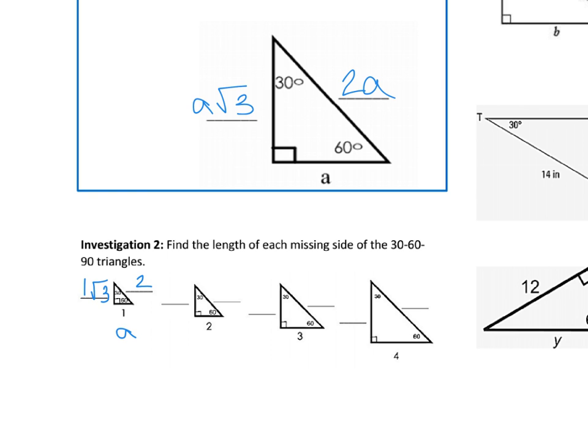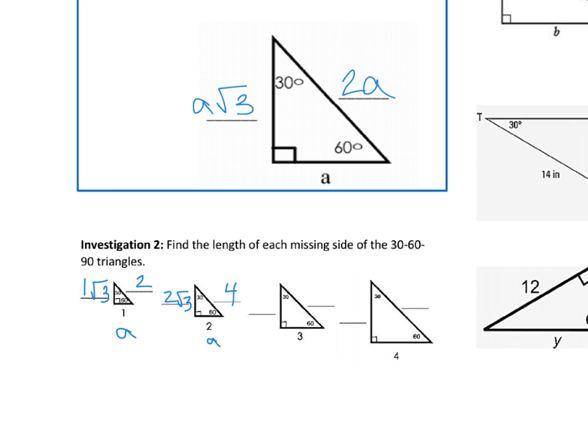So the next one, we look across from the 30, we have A. That's really all we need here. So then across from the 90 is 2A, so 2 times 2 will give us 4. Across from the 60 is A square root of 3, and our A value is 2, so it'd be 2 square root of 3. So go ahead and take a minute and try to do the next 2 triangles, please.